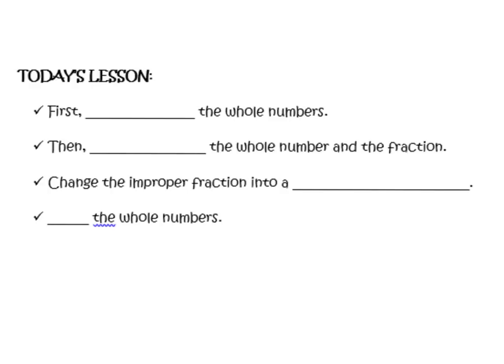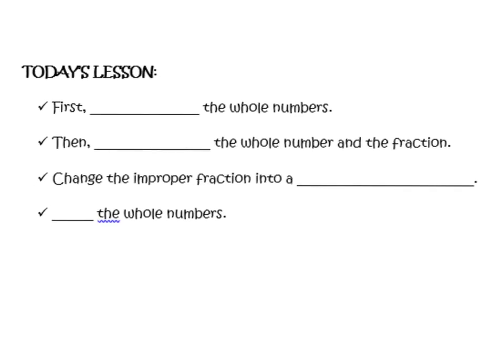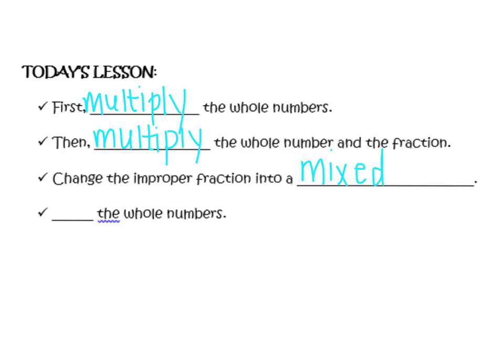Look at your notes. In order to multiply a whole number by a mixed number, there are a few steps we need to do. First, we need to multiply the whole numbers. Then we need to multiply the whole number and the fraction. Change the improper fraction into a mixed number. Then we need to add the whole numbers.